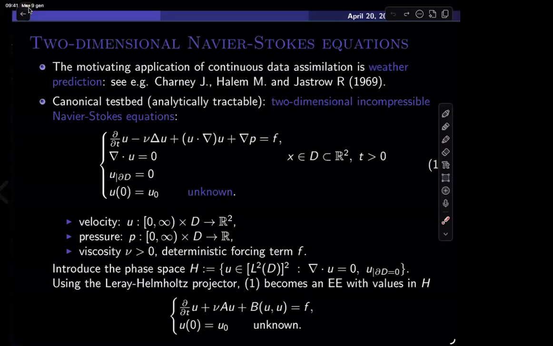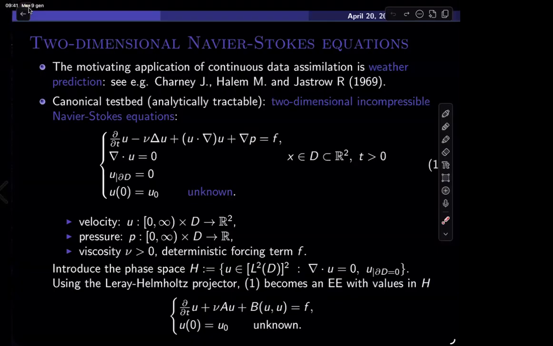Projecting every term into this divergence-free space, you can write down your equation in the abstract form. The operator A is the projection of minus Laplacian. This term here represents the projection of the nonlinear term. And working under this divergence-free assumption, the pressure term disappears. So this is the deterministic Navier-Stokes equation written in the abstract form.